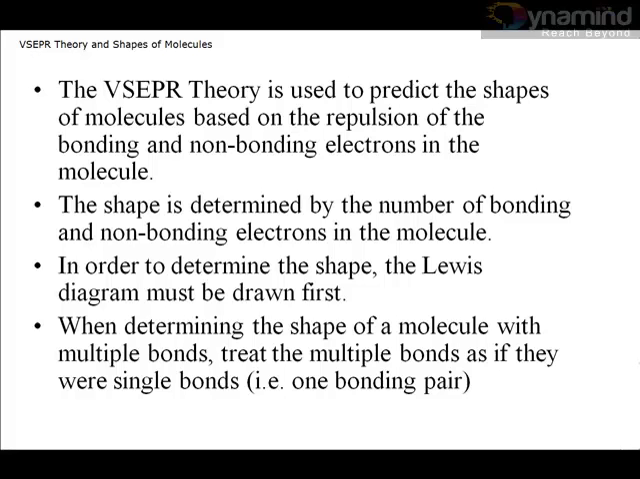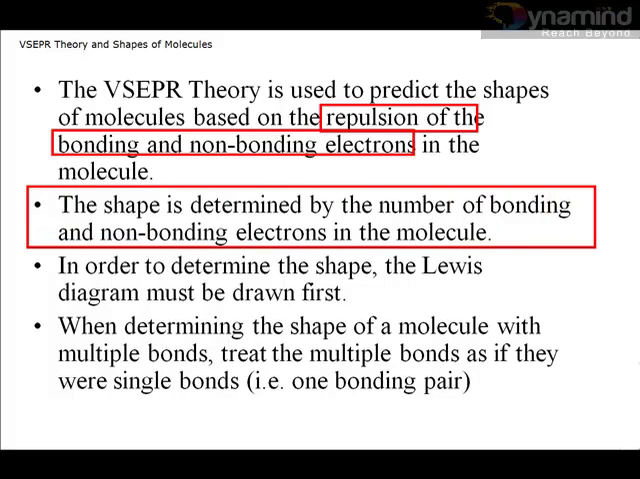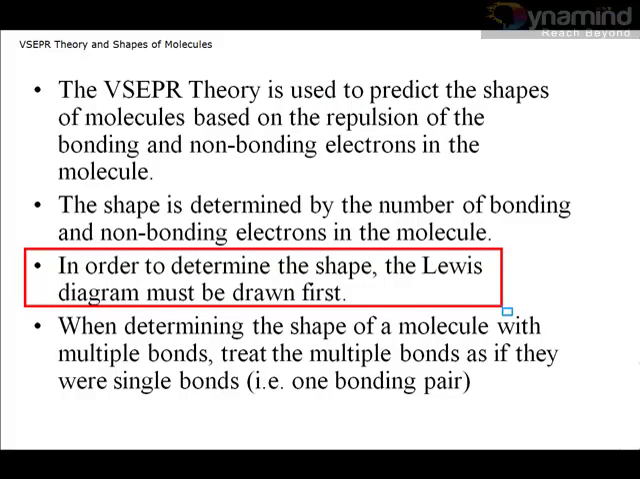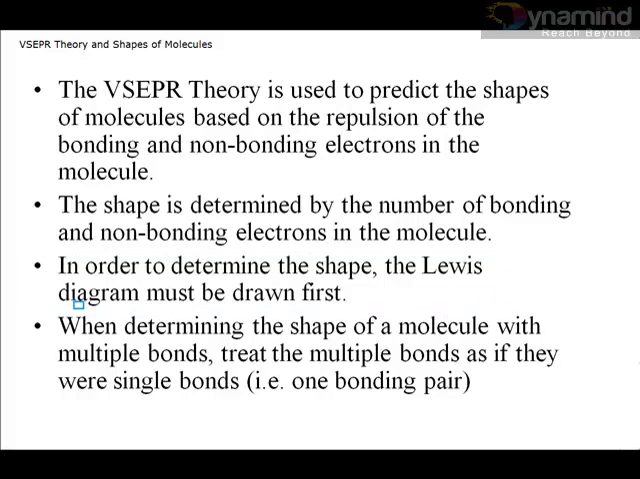Hello and welcome to this very important lecture where we'll try to understand how we predict shapes of molecules using VSEPR theory. We have already discussed that the basic concept is the repulsion of the bonding and non-bonding electrons, and this leads to the shape, and the shape is determined by the number of bonding and non-bonding electrons in the molecule. These are the critical things that you have to remember, and in order to determine the shape, the Lewis diagram must be drawn first, because this will give you very important clues about the shape.